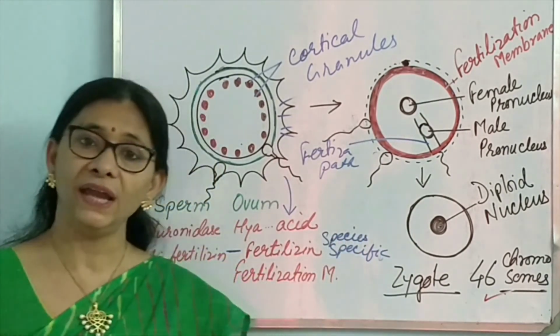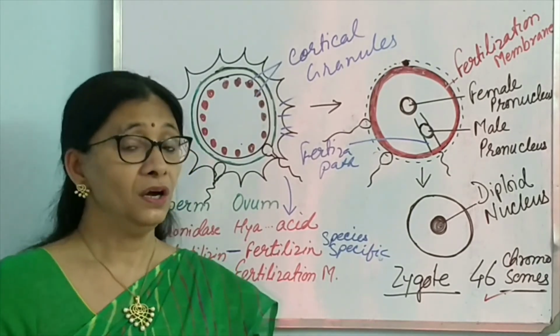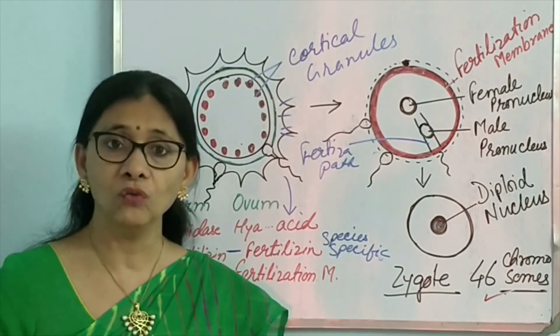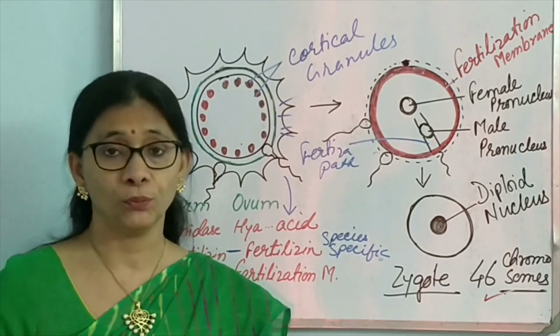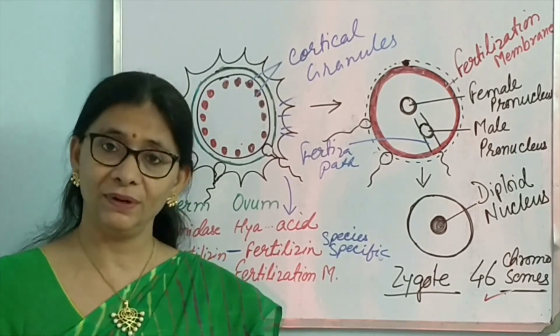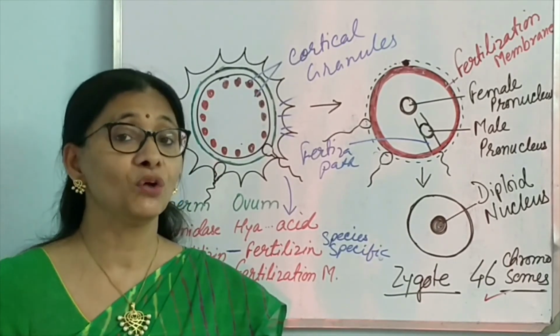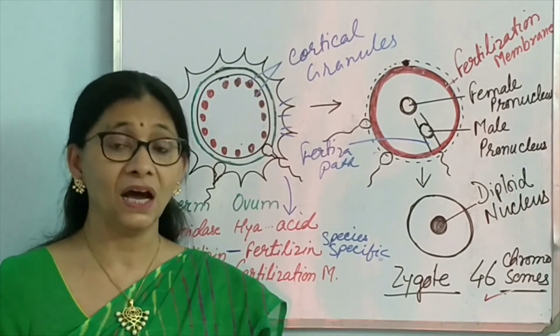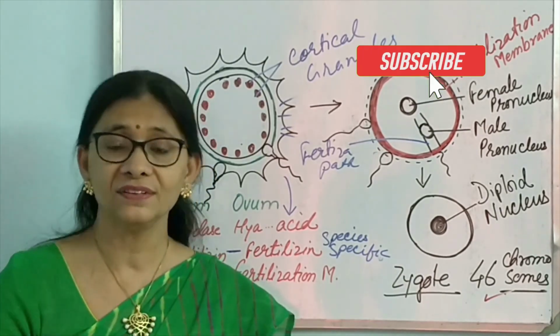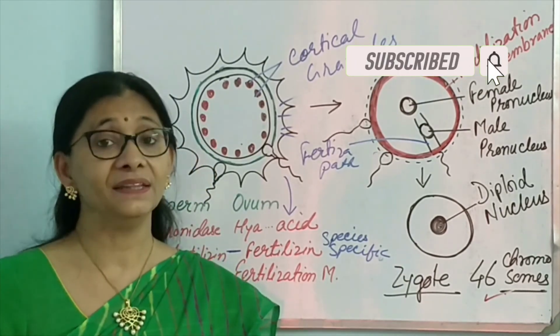So we have come to the end of this video. This video tried to explain to you how fertilization happens in case of human beings. After this, we shall be discussing how the development of the embryo happens up till the blastocyst stage. That will happen in the next video.